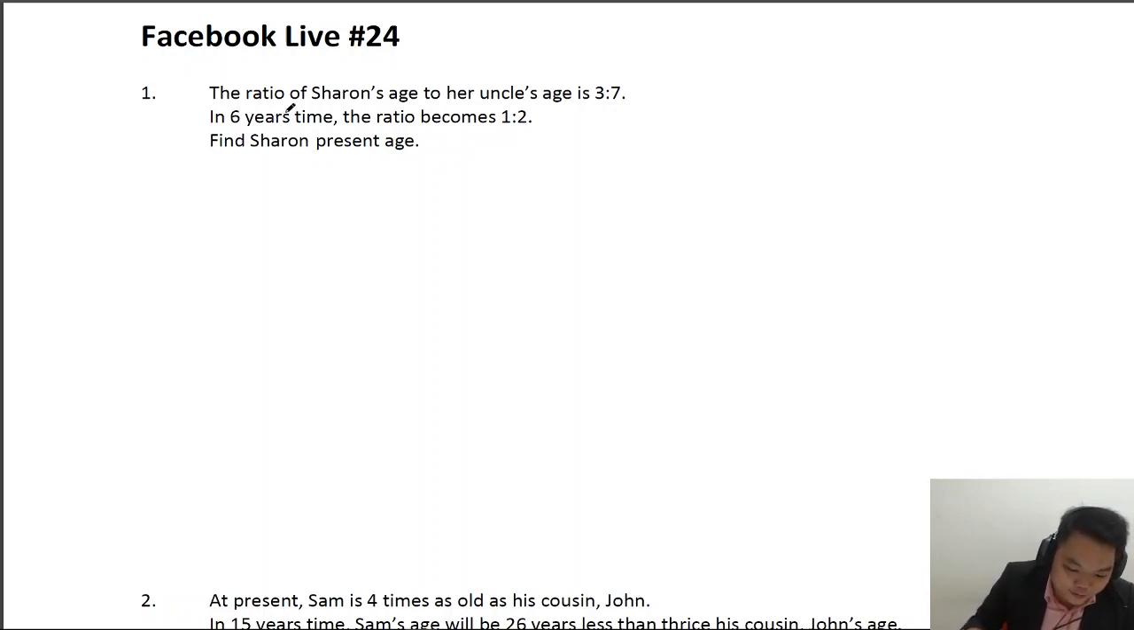The ratio of Sharon's age to her uncle's age is 3:7. Let's allocate the units first. We can represent this with 3 blocks, and we can represent the uncle's age with 7 blocks. In 6 years' time, that ratio is going to become 1:2. So this is the change, this is your after result, and this is your before. We are to find Sharon's present age.